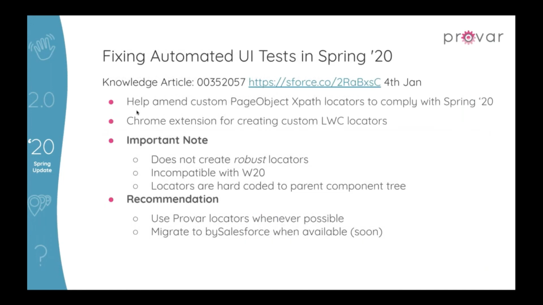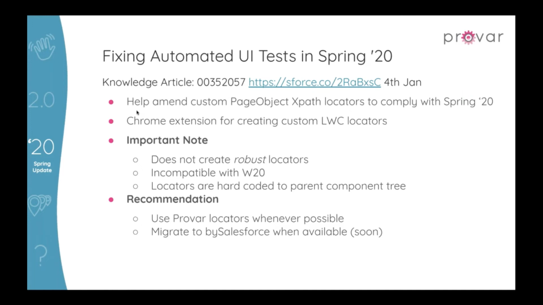The last item I want to talk about in Spring 20 is a knowledge article that Salesforce published on the 4th of January. This knowledge article was aimed at test automation tool providers like Provar and end customers who had their own test automation frameworks using things like Selenium. What it does is help customers that are trying to test Lightning Web Components by providing a tool for helping to create your own custom Lightning Web Component locators as XPaths or as JavaScript locators.